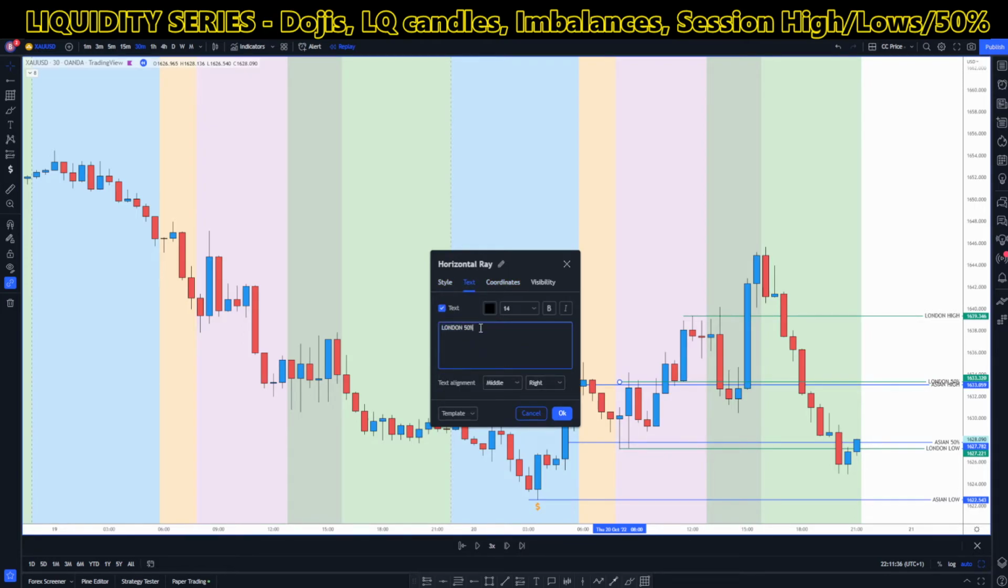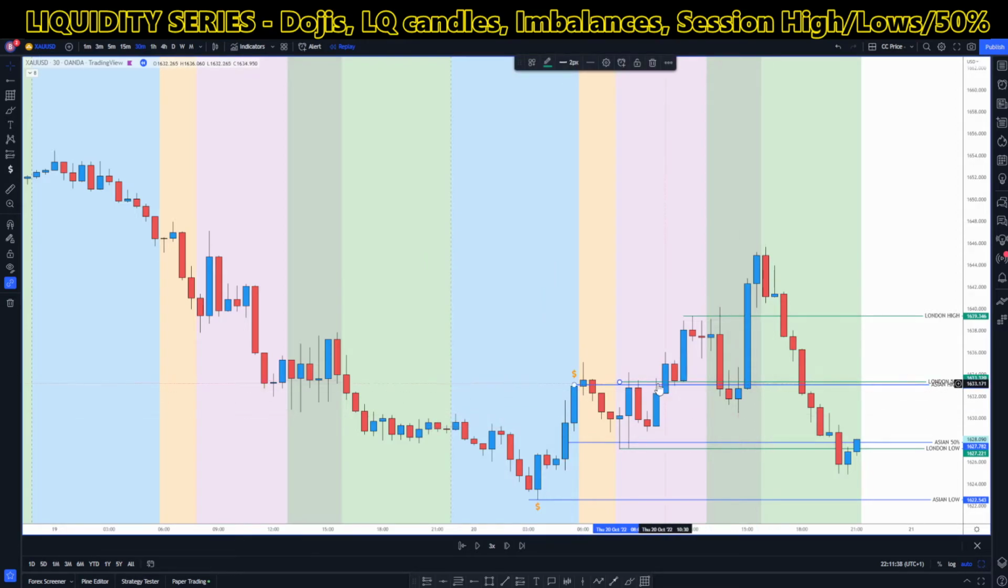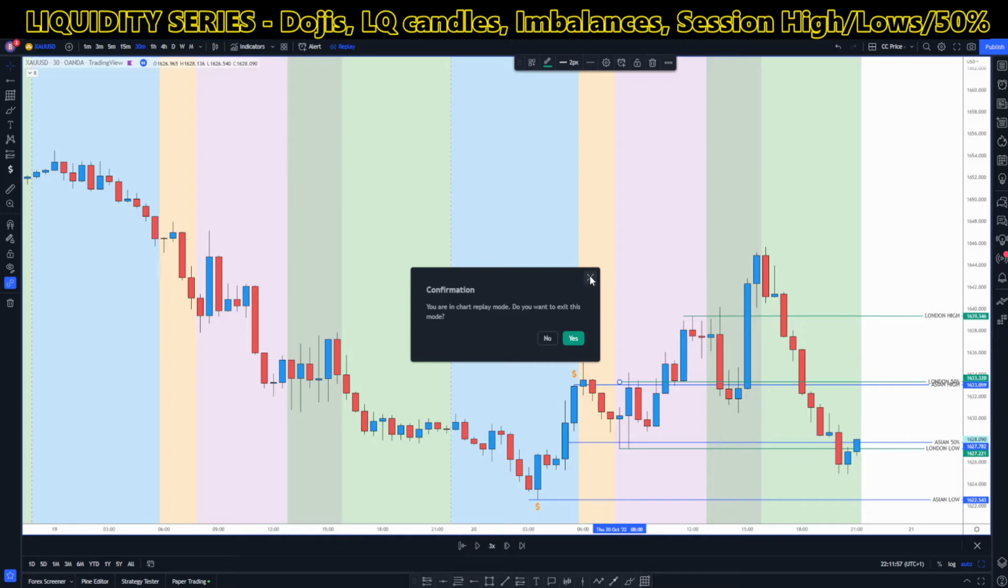London 50%. Okay. So what we've got now, you see how we've got the London high here, and that's at 12 o'clock UK time. Price forms a little doji here, and then we've got another little doji for NY session. This is the start of the NY session. So what we're doing, if we remove some of this data, yep, that's fine.